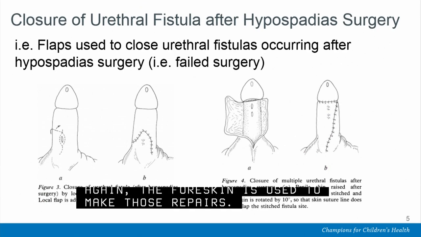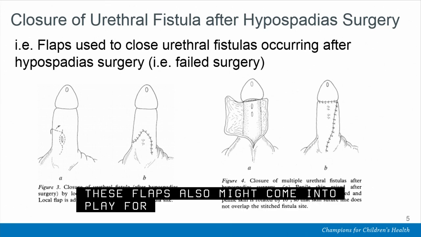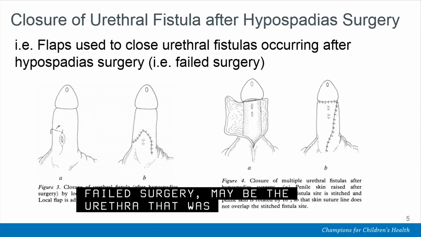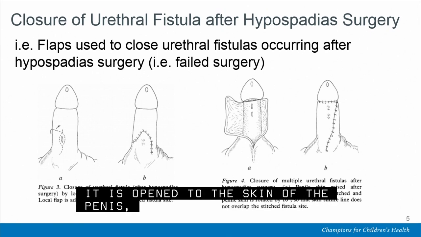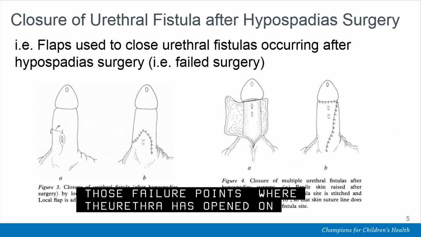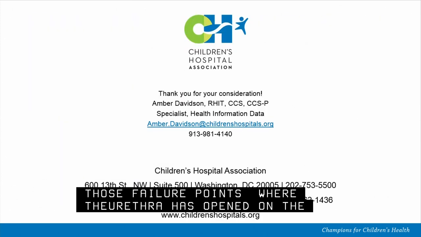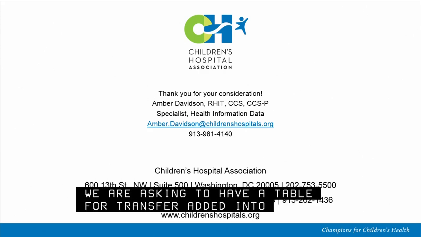Going on to the next slide, these flaps also might come into play for a patient who has a failed surgery. Maybe the urethra that was created now has an opening. It's open to the skin of the penis itself, and so they will have to use those flaps again to cover and close those failure points where the urethra has reopened on the penile shaft. So there's a variety of different procedures that could be performed, and that's why we're asking again to have a table for transfer added into the code set itself. That'll do it for now, Maddie.